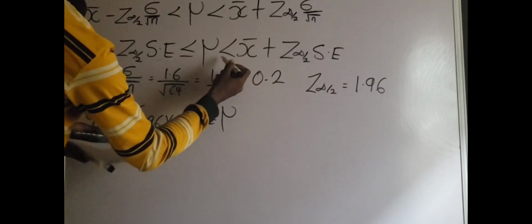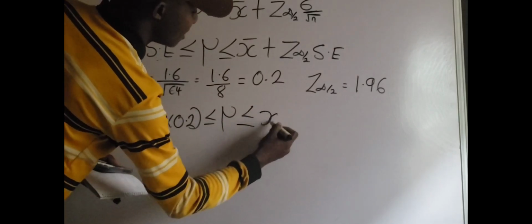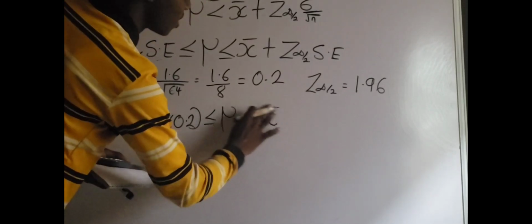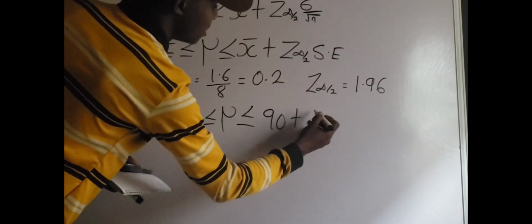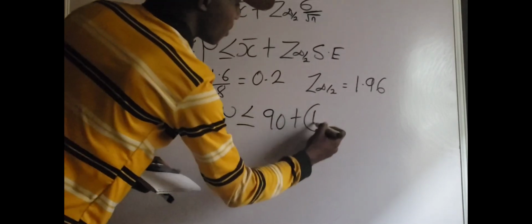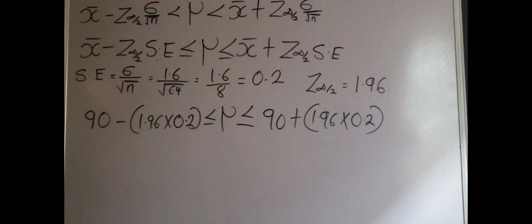the mean value. Oh, sorry, the mean value is 90. So just substitute 90 plus the product of the critical value, which is 1.96, multiplied by the standard error. The standard error is 0.2. So for this, I'm going to have 90 minus 1.96 multiplied by 0.2. That is 0.392.